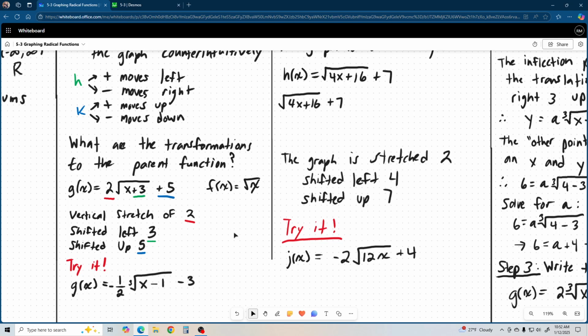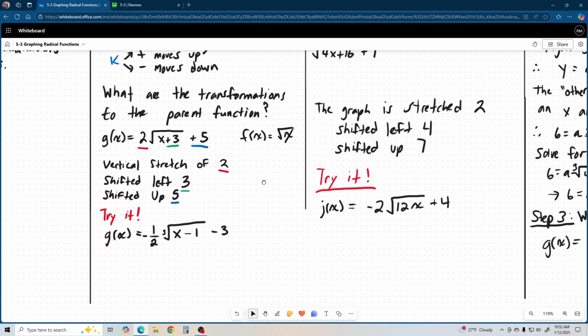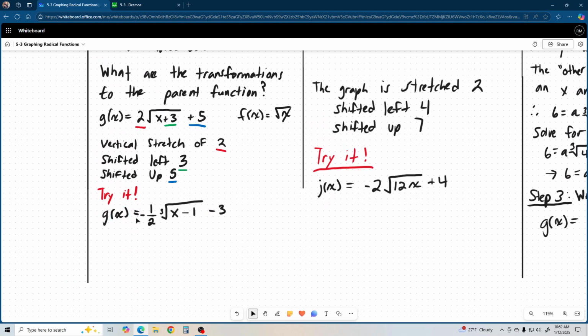All right, so let's go and try with this. So if we have g of x equals negative 1/2 times the cube root of x minus 1 minus 3, go ahead and give that one a shot, see what transformations you come up with, and we'll pause the video, and we'll get back into it here once you're done.